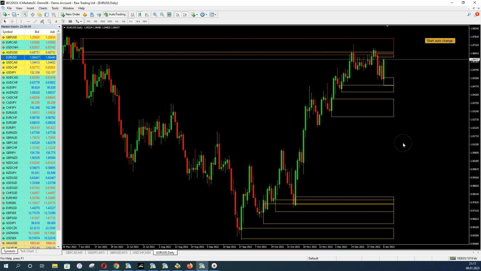And so if you're on the higher time frames, like daily or weekly, then the supply and demand indicator in the automatic mode also uses only the higher zones, and not the lower ones.